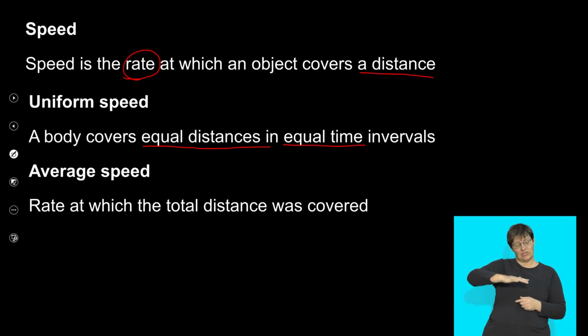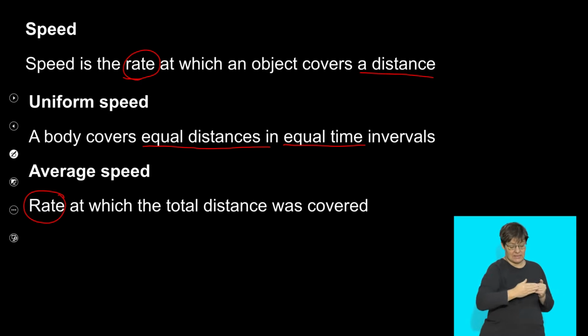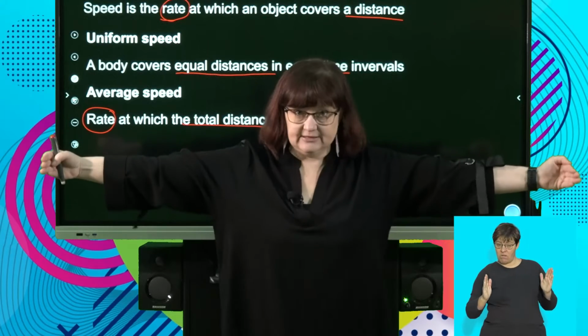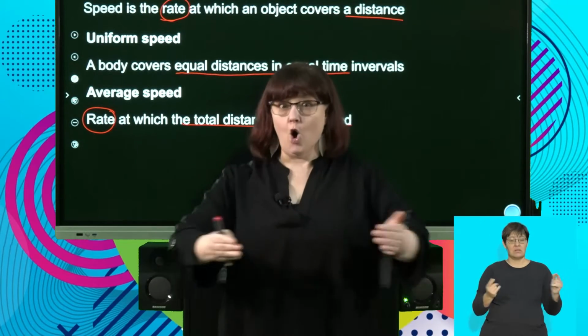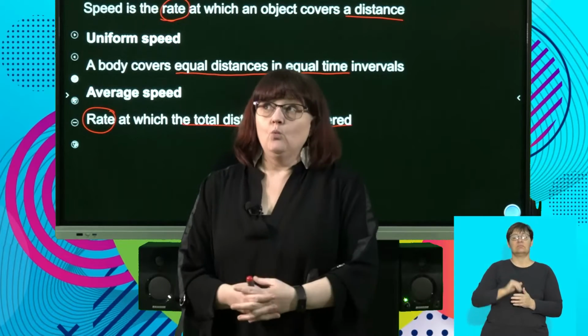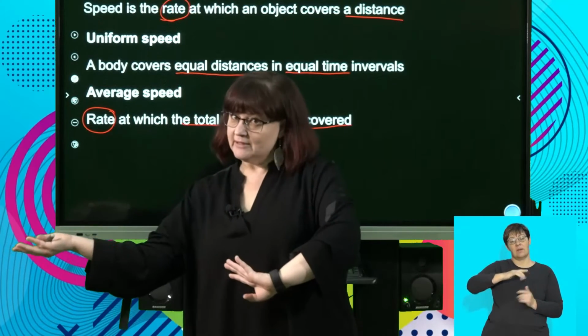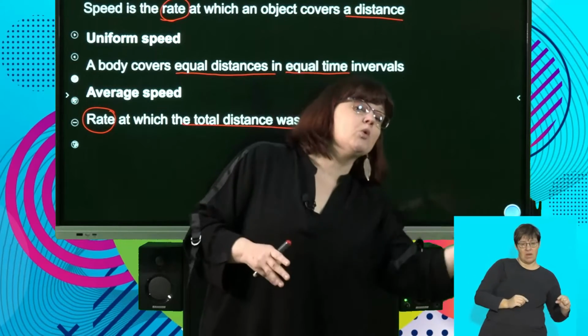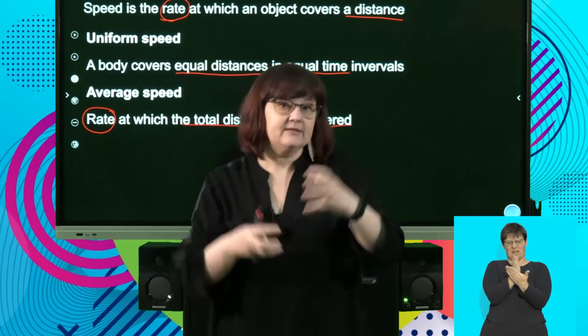Average means it's the rate at which the total distance is covered. So average means that I take the whole distance and divide by the whole time, okay? An average will be bigger than the smallest, but smaller than the biggest. It sits in the middle somewhere.